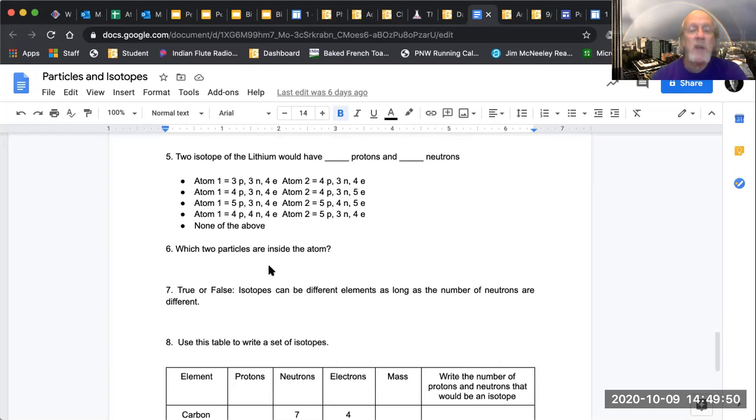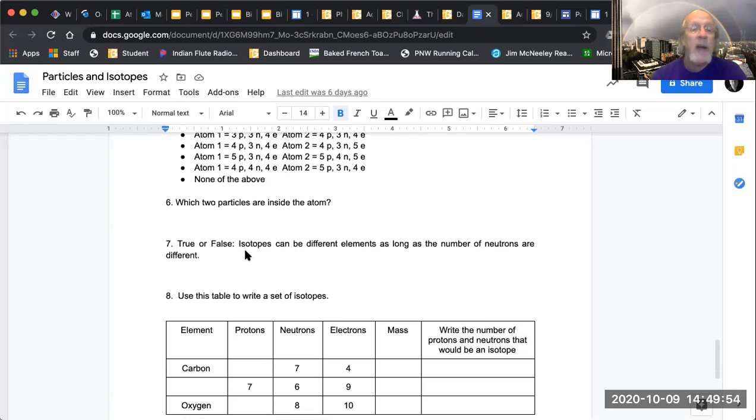Which 2 particles are inside the atom? I would hope you'd say protons and neutrons. And isotopes can be different elements as long as the number of neutrons are different. Can isotopes be different elements? No, they cannot. They must be the same element. So that one is false.